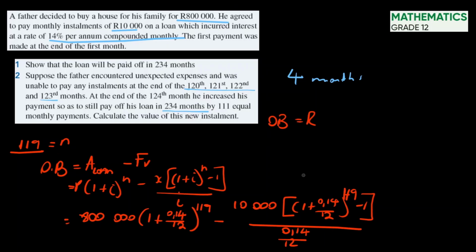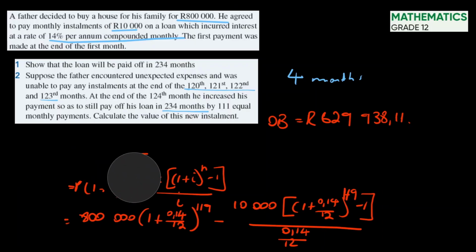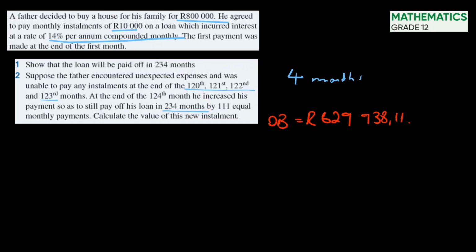Outstanding balance: when you punch everything into the calculator, I'm getting 629,938.11. It means before he stops paying, he still has an amount of 629,938.11 that he needs to pay. So what happens when you miss payments of loans or whatever payments you need to make, that loan amount does not remain as is. It earns interest. That amount earns interest for the duration that you don't pay.